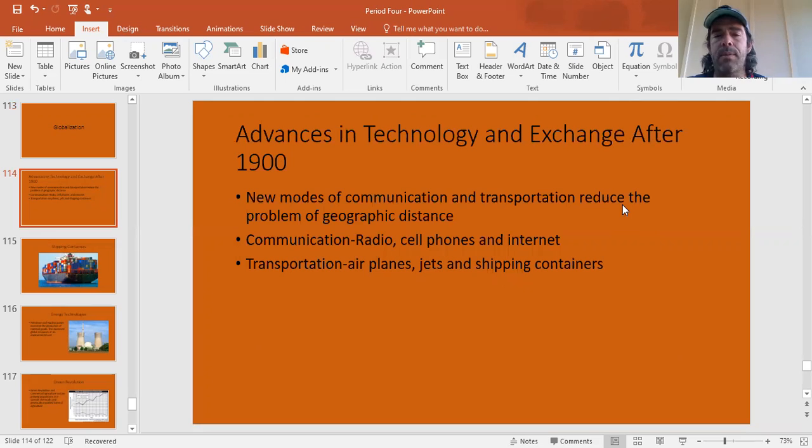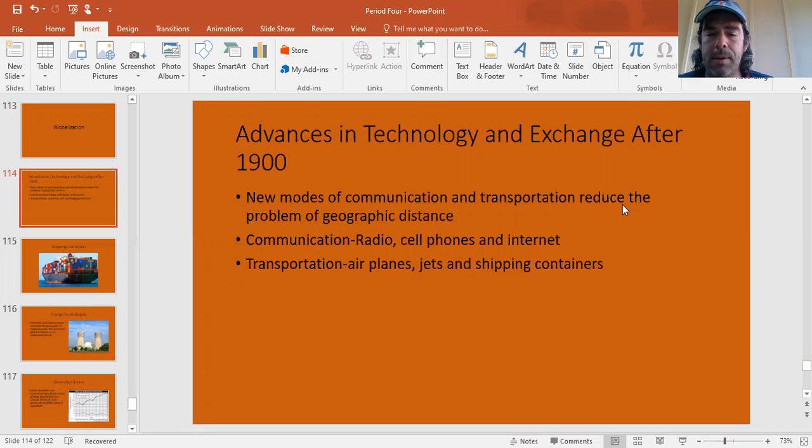So the first thing we want to talk about is advances in exchange and technology after 1900. We're going to have some certain classifications. One of the things that's going to lead to increased globalization is new transportation and communication technologies. Now, we had new transportation and communication technologies in period 3, like railroads, like the telegraph. Well, that started to interconnect people more. The technologies of period 4 are going to accelerate that even more.